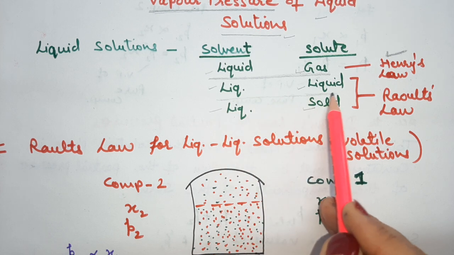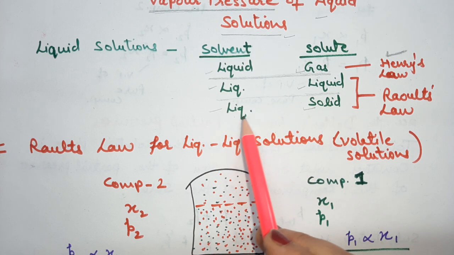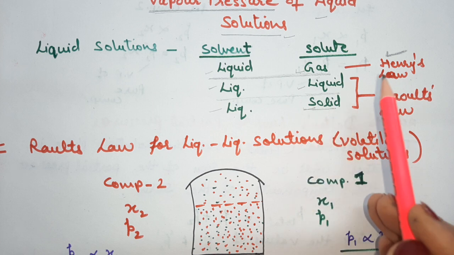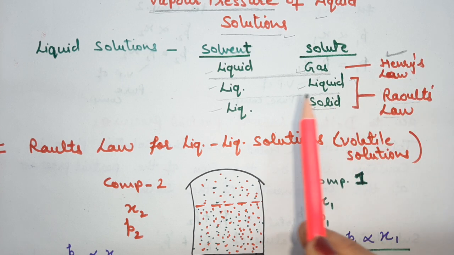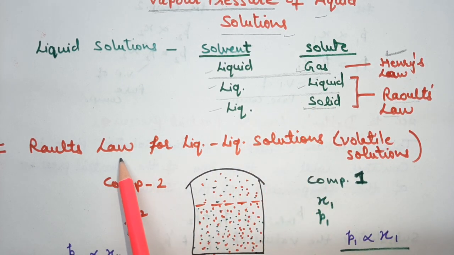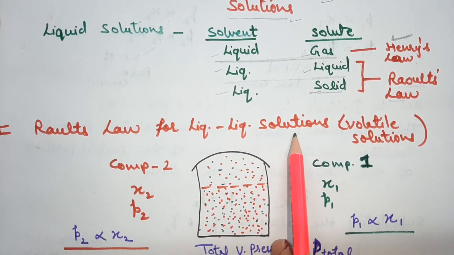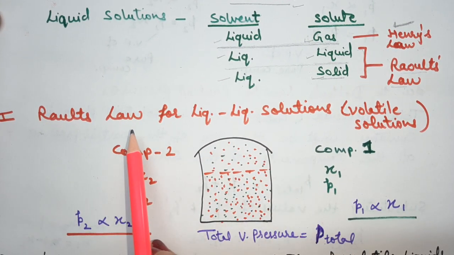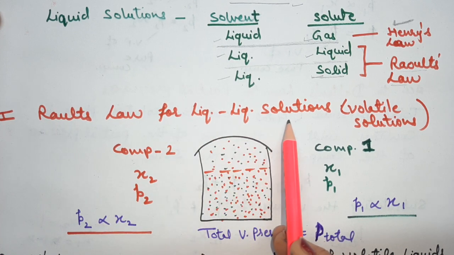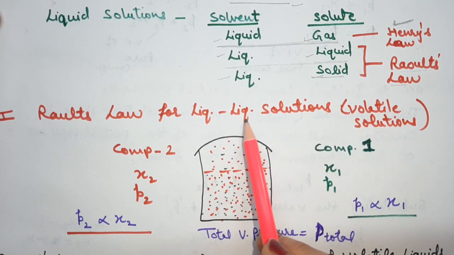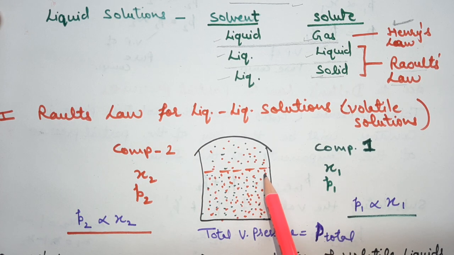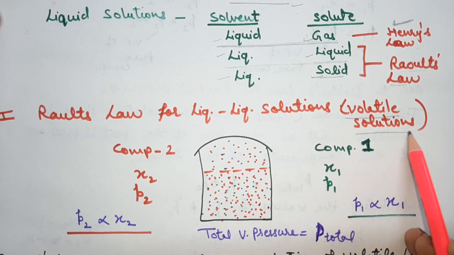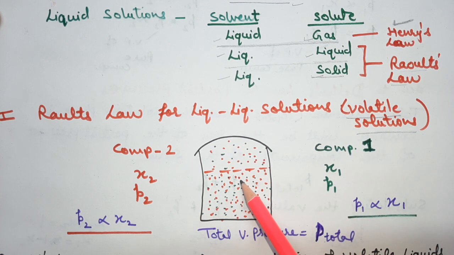Meaning, now the solute will be in the liquid form and also in the solid form. Both these types of solutions are studied under Raoult's law. First of all we will take the solution of liquid in liquid, or you can say liquid solution. So this is Raoult's law for liquid solutions. It means both the liquids, component 1 and component 2, are in the liquid form and both are volatile, meaning both components contribute to the vapors also.